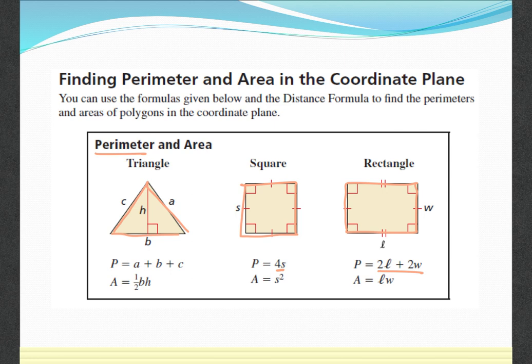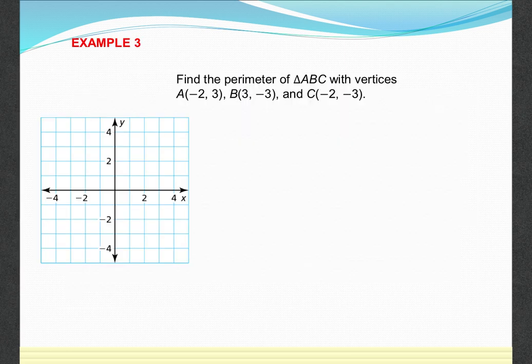For area on a triangle, it's 1/2 base times height. So if I know the base and I know the height, I can find the area. The square is side squared, so I'd need to know a side length, and then I just square it, and I'd get the area. And the rectangle, length times width. So I'd need to know that length and the width in order to find the area. And those examples will look like this.